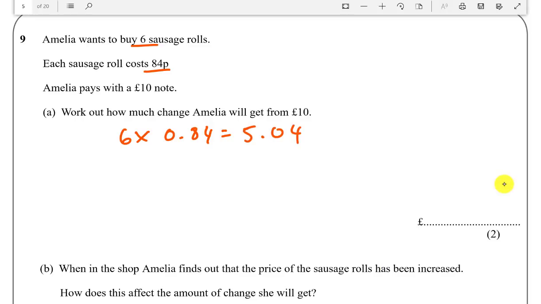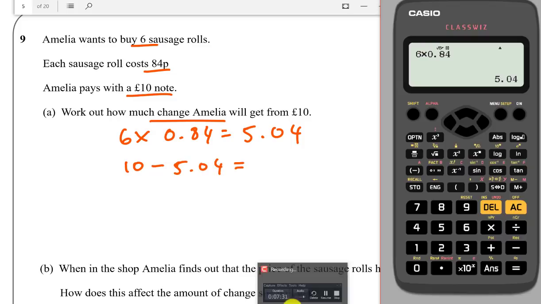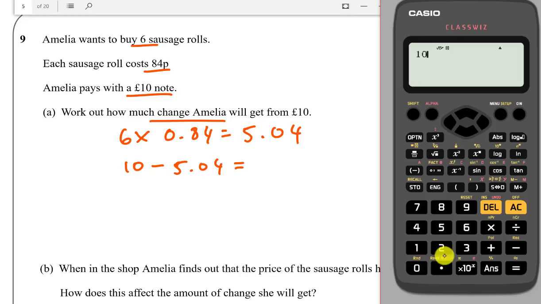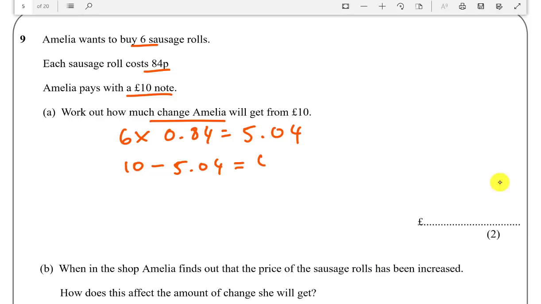£5.04. She pays with a £10 note, so we need to find out how much change Amelia will get. So 10 minus £5.04, and then that will give us, using the SD button, £4.96. So £4.96.